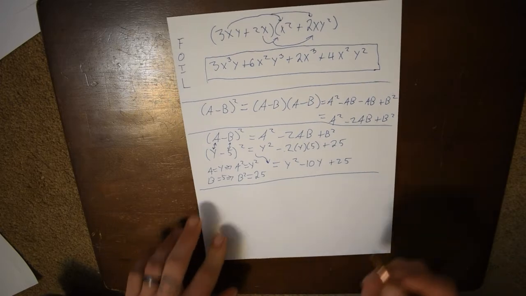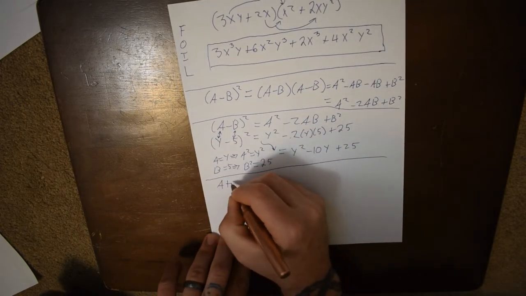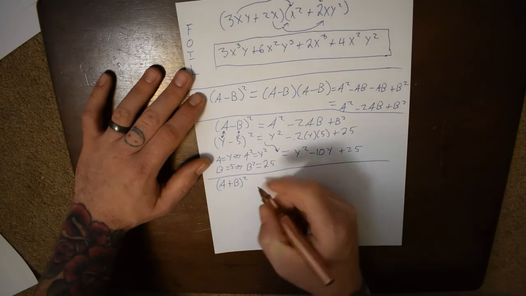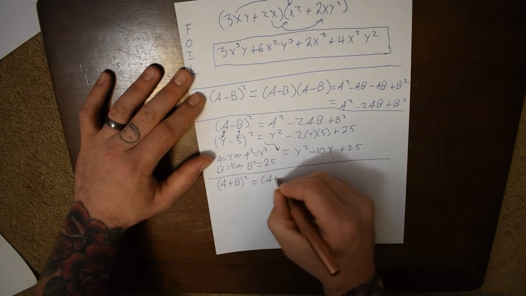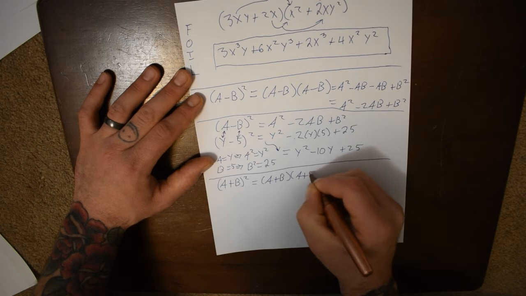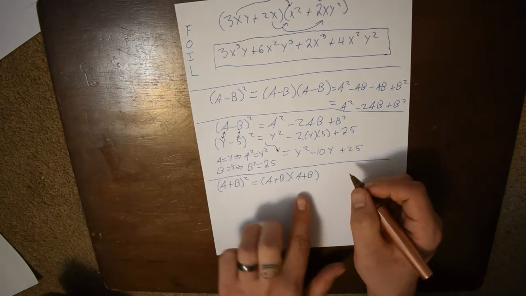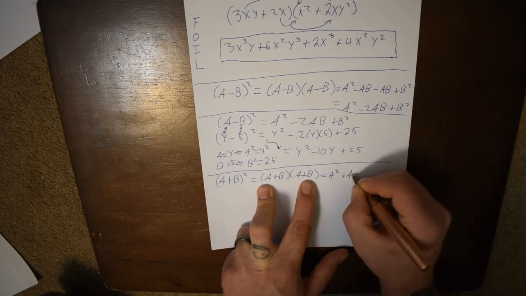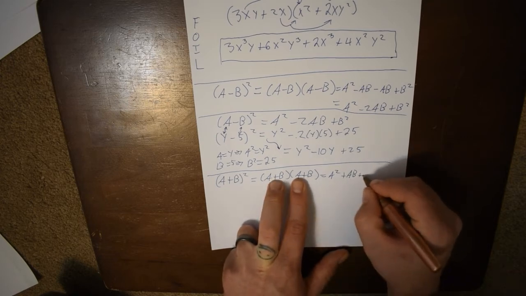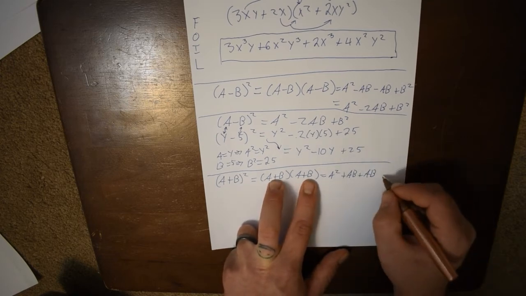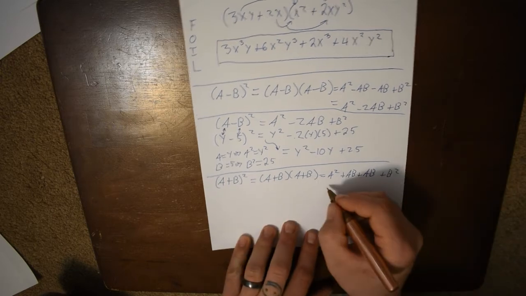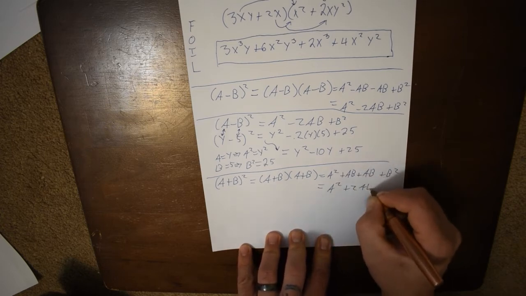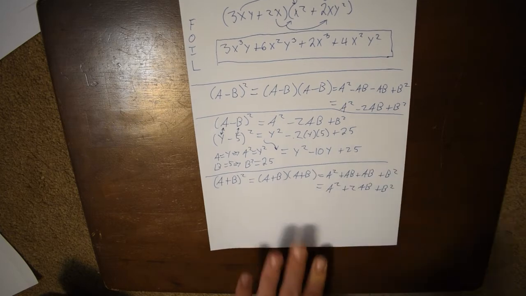Or, what if we had something like (a plus b) squared? Well, we're going to expand it just like we did up here. That's the same as (a plus b) times (a plus b). Using FOIL again, we'll do our first. A times a gives us a squared. Outside is plus a times b. Inside is plus a times b. And last is plus b squared. Or if we simplify, that would give us an a squared plus 2ab plus b squared.